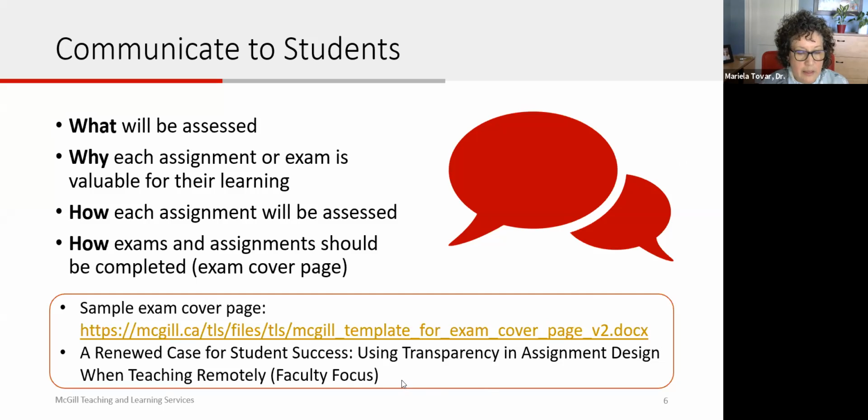Also, I wanted to point out the reference that we cite in the slide. There's a whole literature about using transparency in assessment design. And this is a very, very good article in terms of giving you ideas of the type of things that you want to be clarified to your students, with lots of examples. So highly recommended.